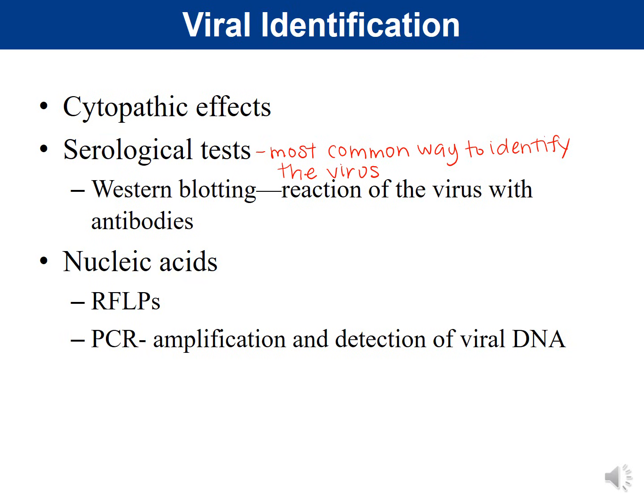Or we could look at proteins to see if a particular virus is found. And so serological tests are the most common way that viruses are identified. The next one is going to be the nucleic acids. So looking for the presence of specific sequences that are typically found in viruses. One of these ways is something called RFLP, or restriction fragment length polymorphisms. So looking for these signals or these sequences that have these slight changes that vary between people or between viruses.